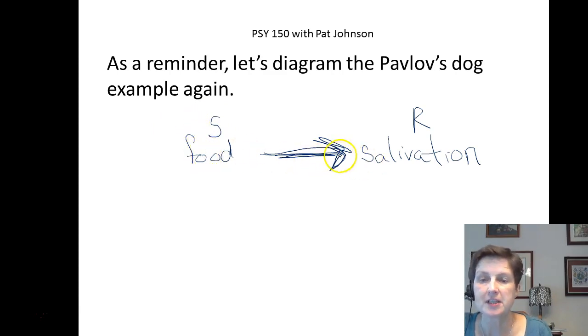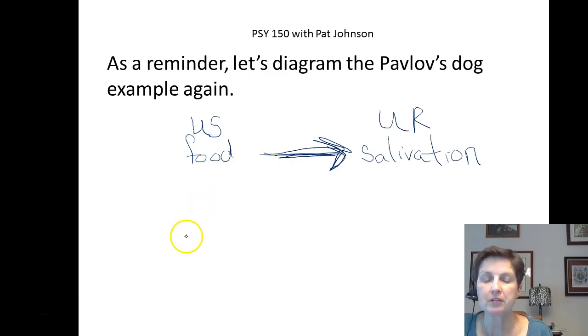Now, food causing salivation, is that something we have to learn, or is it something that is naturally occurring in our bodies? Well, we don't have to learn to salivate to food, so food is an unconditioned stimulus causing an unconditioned response.